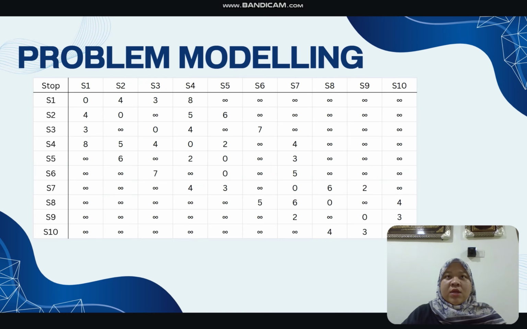This network is also represented using the distance adjacency matrix. In this matrix, each row and column represents a bus stop. The numbers indicate the traveling distance between directly connected locations, while the infinity symbol indicates that no direct connection exists between those locations. This matrix provides a structured mathematical representation of the network and will be used in the next section when applying the graph algorithm to determine the optimal bus pickup route.